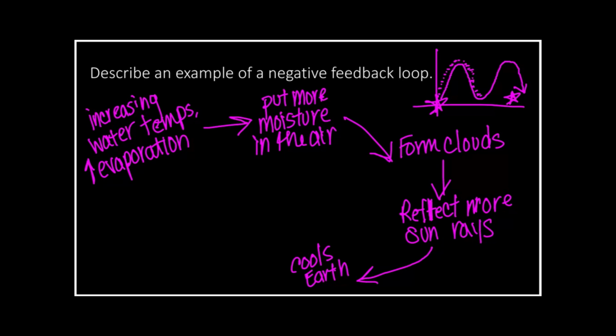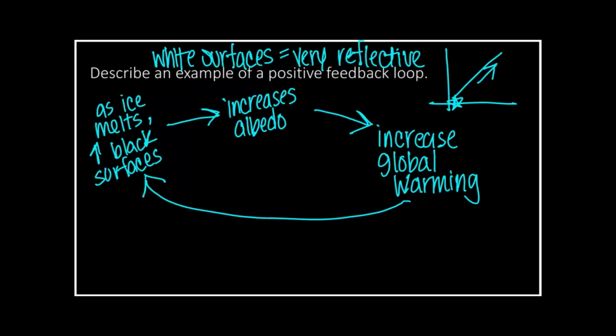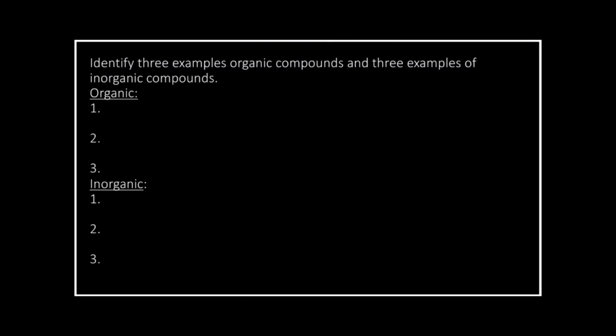So I like to think of a negative feedback loop as a good thing because it brings us back to where we want to go. And I like to think of a positive feedback loop as a bad thing, which is annoying because positive seems like it would be positive, but it's not.